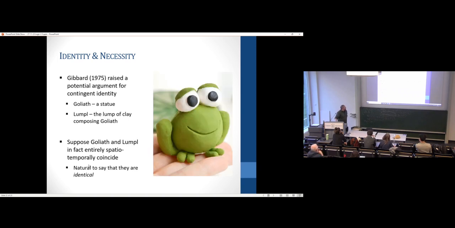So here's the reason to be worried. And it's an argument from Alan Gibbard. He is the reason to be worried. He's coming for you. So Gibbard's argument turns on a clay statue. Let's call the statue Goliath. So this is Goliath of rock. And let's call the clay that makes Goliath up Lumpel. So Goliath is the statue. Lumpel is the clay that composes Goliath.